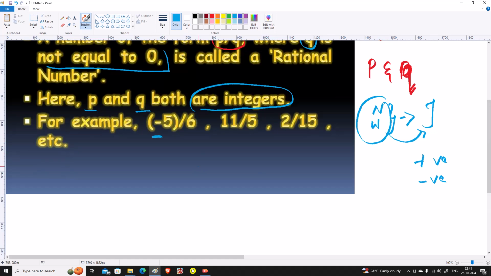So we can give any example. Why here have they given a negative number? Yes, a rational number can be either positive or negative.